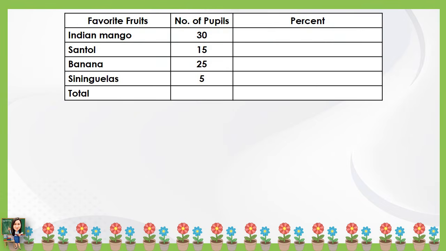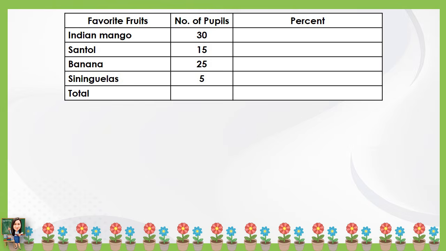Let's study the table. In the first column are the names of the favorite fruits of the students, which are Indian mango, santol, banana, siniguelas. In the second column are the number of pupils who like the fruits. There are 30 pupils who like Indian mango. There are 15 pupils who like santol. There are 25 pupils who like banana. And there are 5 pupils who like siniguelas.